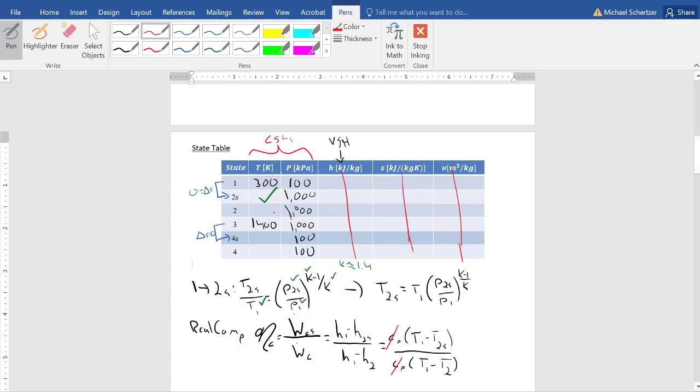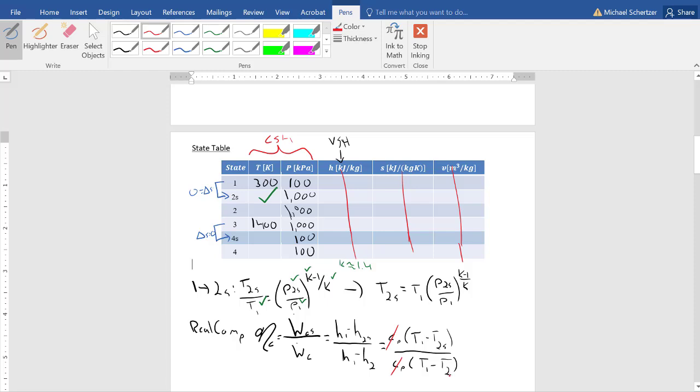So if they didn't give us enough information to find the... either they could tell us the compressor efficiency. If we knew the compressor efficiency, then we know T1, we know T2s. So then we could find T2.